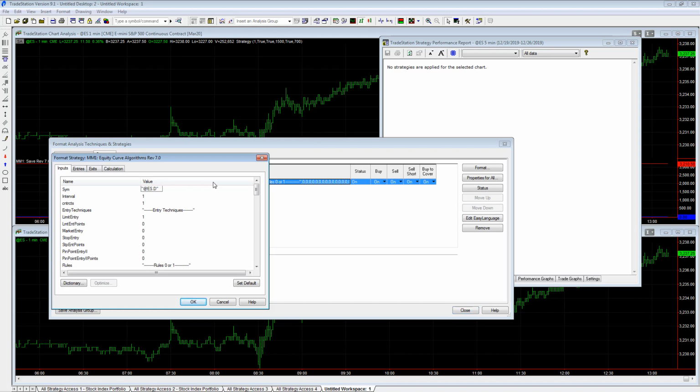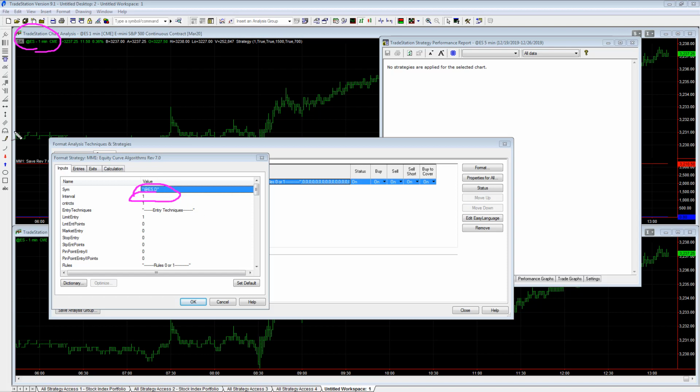This needs to be changed to @ES to match this symbol. So the symbol and interval inputs that you see here need to match this one. So it needs to be @ES and 1 and not .D. Unless this is .D, that shouldn't be .D.